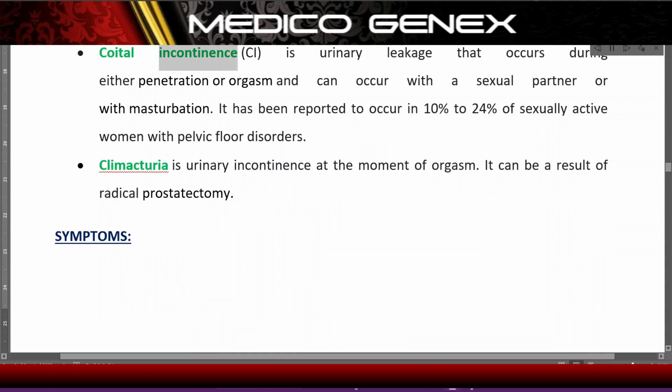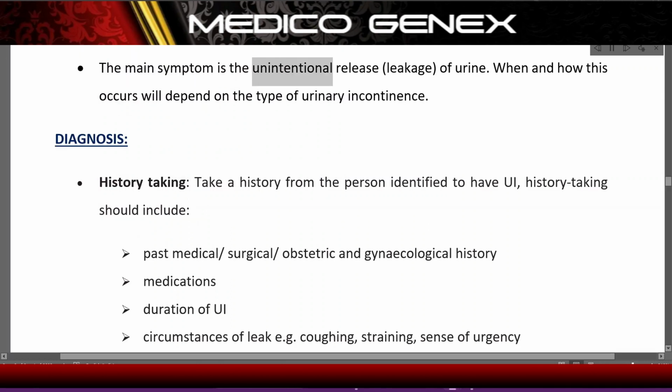Coital incontinence, CI, is urinary leakage that occurs during either penetration or orgasm and can occur with a sexual partner or with masturbation. It has been reported to occur in 10% to 24% of sexually active women with pelvic floor disorders. Climacturia is urinary incontinence at the moment of orgasm. It can be a result of radical prostatectomy. Symptoms. The main symptom is the unintentional release, leakage, of urine. When and how this occurs will depend on the type of urinary incontinence.